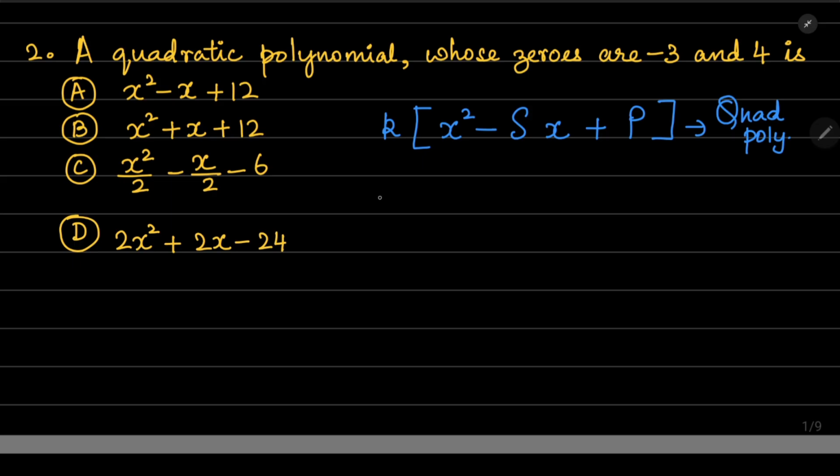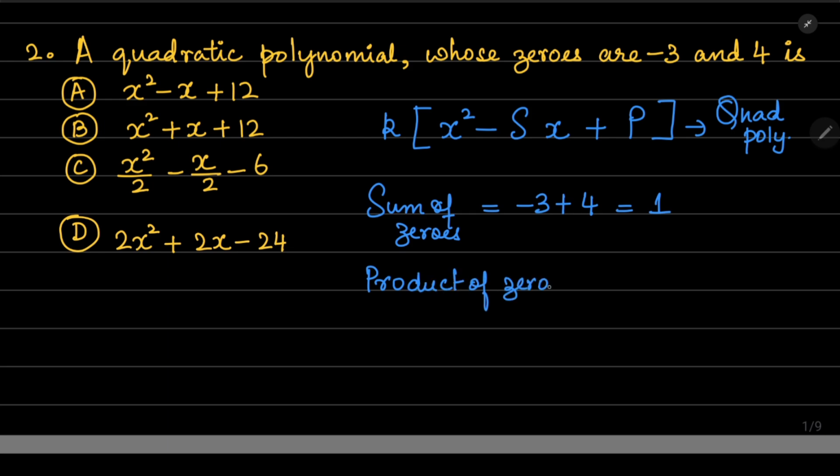Let us find what is the sum of the zeros. So sum of your zeros will be, just add it up. Okay, sum of the zeros. So it's minus 3 plus 4. So what is 4 minus 3? It is just 1. Okay, so this is your S. Let's find the product of the zeros, which is nothing but minus 3 multiplied by 4, which will give you minus 12.